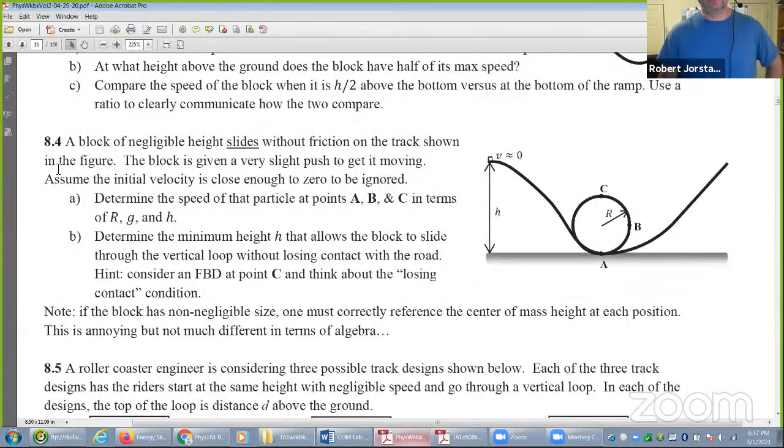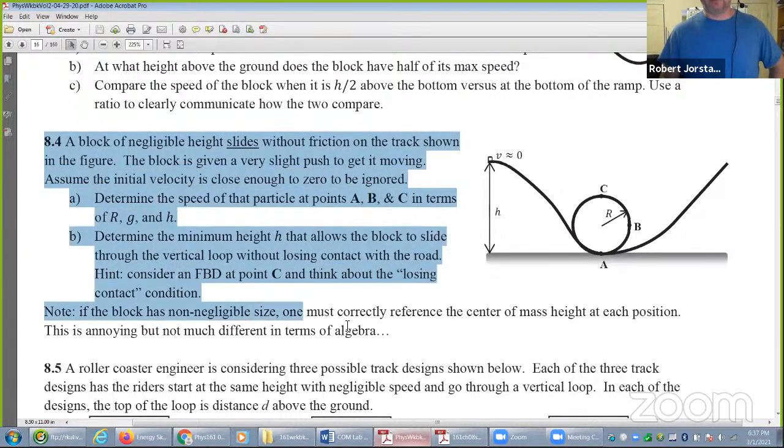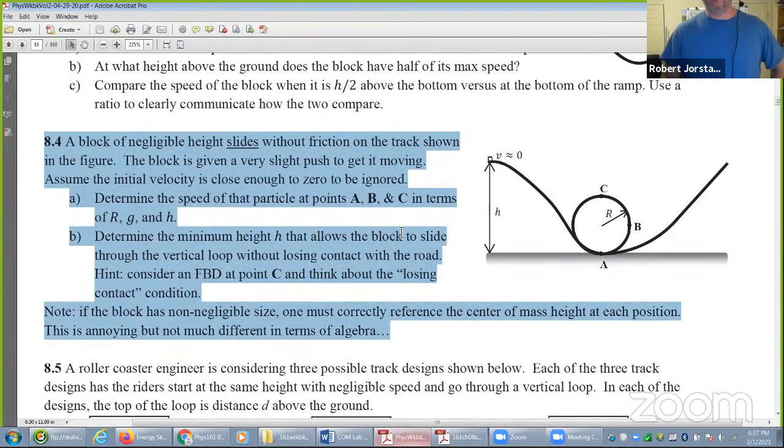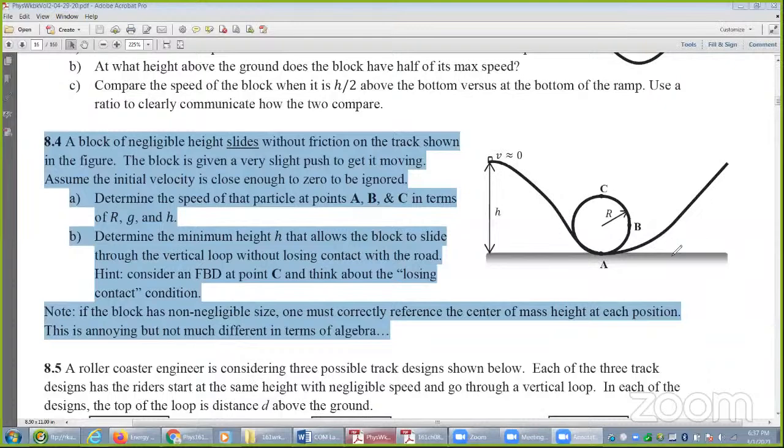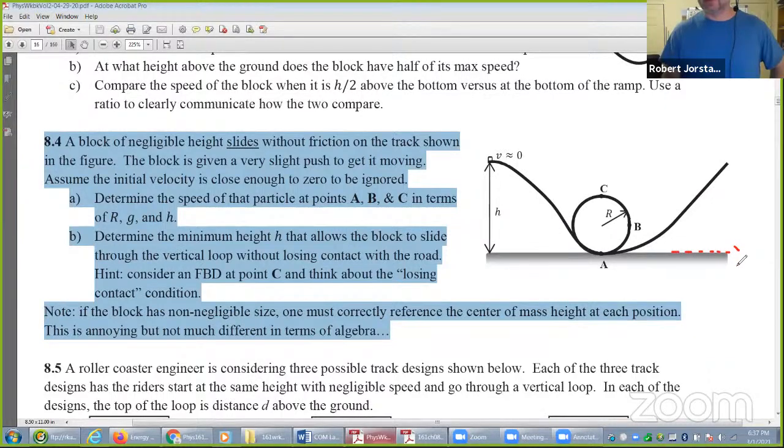Here it is. Okay, so if we've got this block of negligible height, we could figure out these things. And so I'm just going to point out here, what's the first thing I would do in an energy problem? Set a reference level. So the lowest point is usually good. So let's say that's y equals 0. So then this would become y equals h.